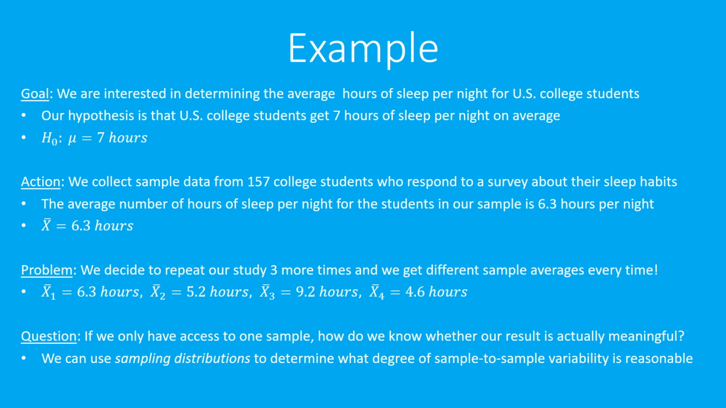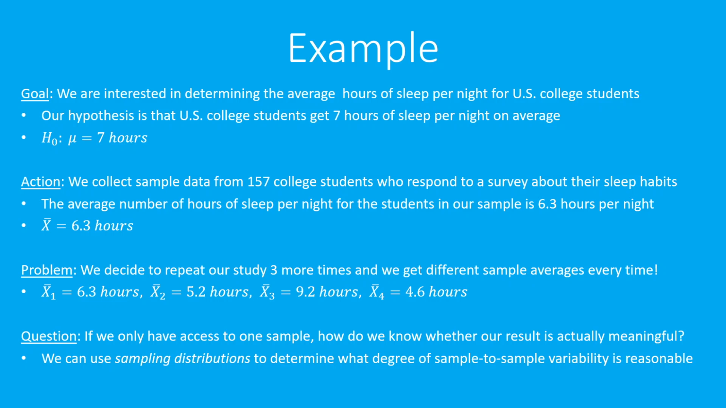So we might collect sample data from 157 college students who happen to respond to a survey about their sleep habits. And then for our sample, the average number of hours of sleep per night for the students in our sample is 6.3 hours of sleep per night. So using our sample data, we calculate this sample statistic, which in this case is a sample average of 6.3 hours of sleep per night. And we denote that with X bar, which means that our sample average is 6.3 hours.